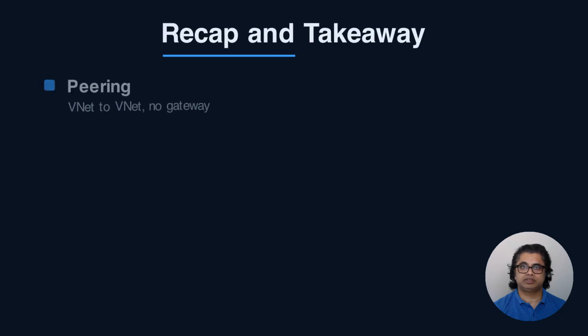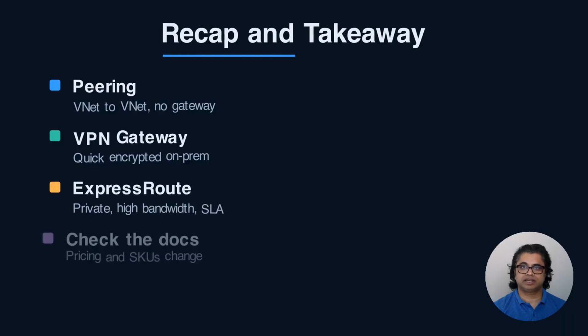Here's the mental model to keep. Inside Azure, VNet peering connects virtual networks with no gateway, no extra latency, and per gigabyte pricing. To reach on-premises, you add a gateway in the hub, a VPN gateway for fast, encrypted internet connectivity, or ExpressRoute for a private circuit with higher bandwidth and an SLA. Peering carries spoke traffic to that gateway via gateway transit.